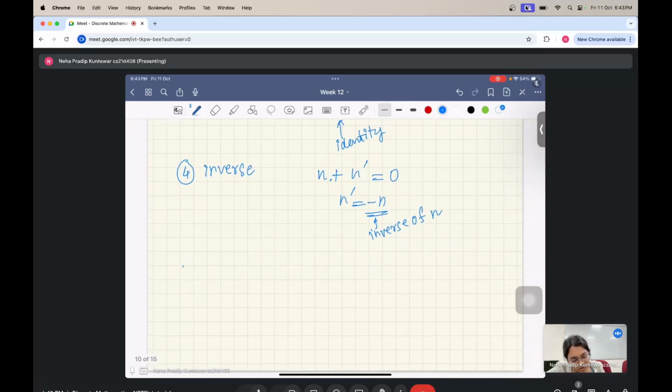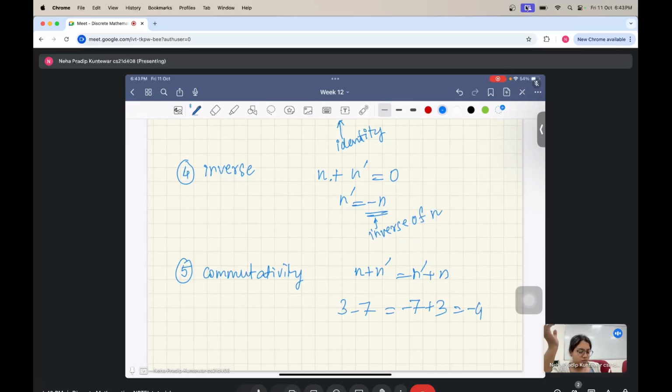But what we additionally observe is the fifth property that we were mentioning, which is commutativity. If you take any two integers, then n plus n prime is always the same as n prime plus n. For example, 3 minus 7 is the same as minus 7 plus 3. So it does not matter what order you are performing the operation, the answer is going to be the same. In this case, it also happens to be commutative, and hence it's not just a group, it's an abelian group.